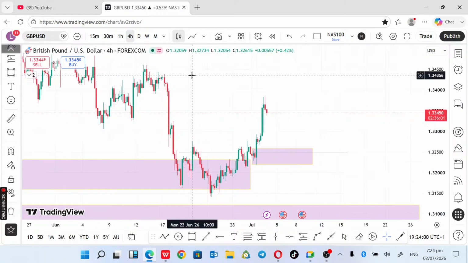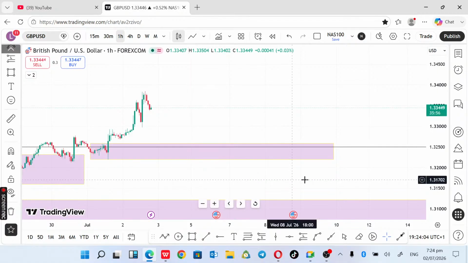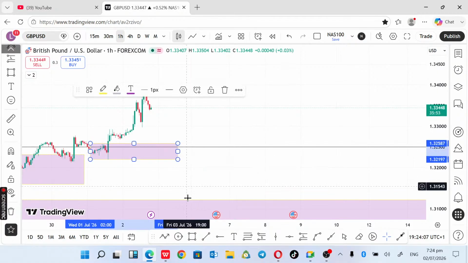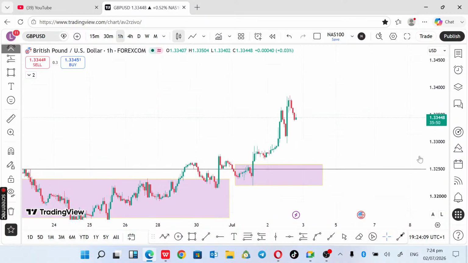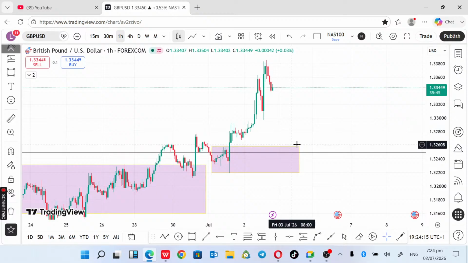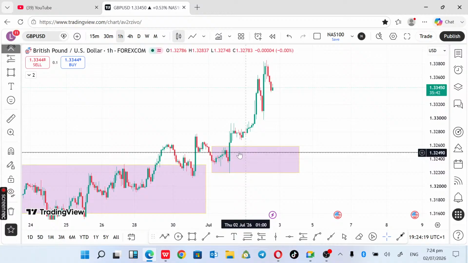But because we are not using 4 hours, now let's check 1 hour and see how it's looking. Now this is it on 1 hour. This is the zone, the area on 1 hour. So we'll be looking to enter from around here on the 1 hour chart.